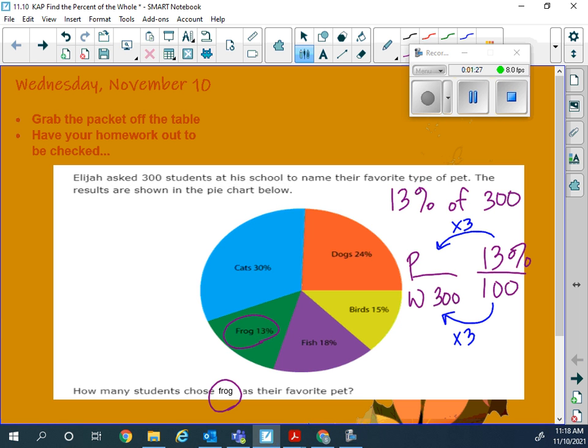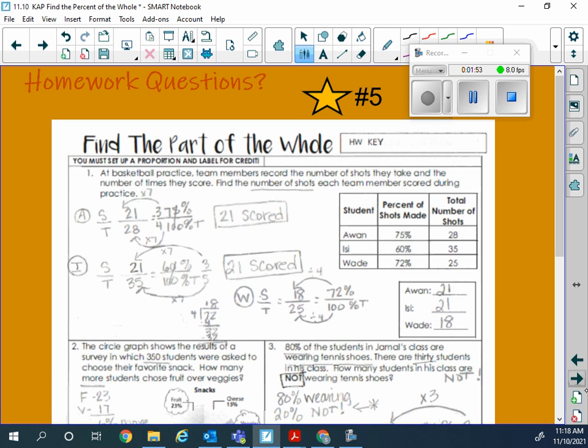And what's 13 times 3? 39. So now, what is the answer to this question? 39 students chose frog as their favorite pet. Okay? What I mean is, don't just leave the proportion finished like that. Box your answer or write down 39 students or something like that. That way we can tell your answer really clearly.